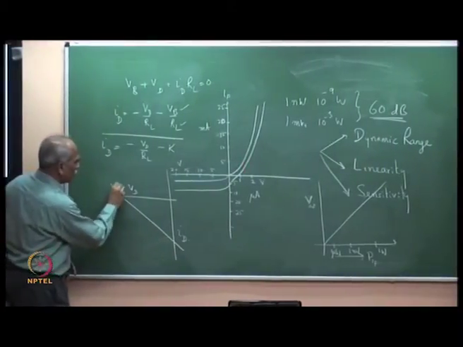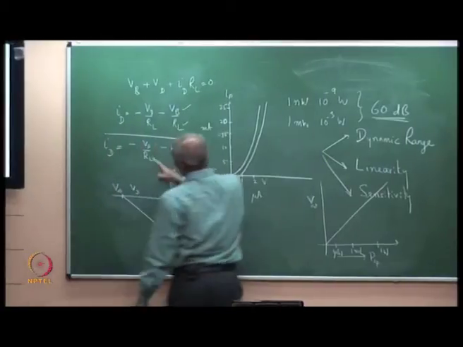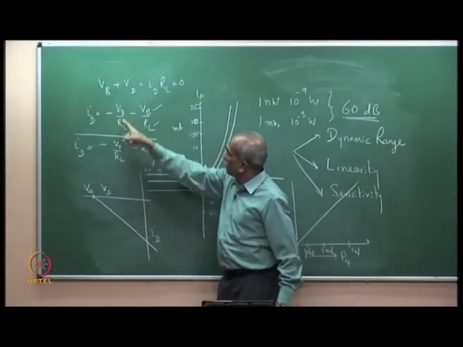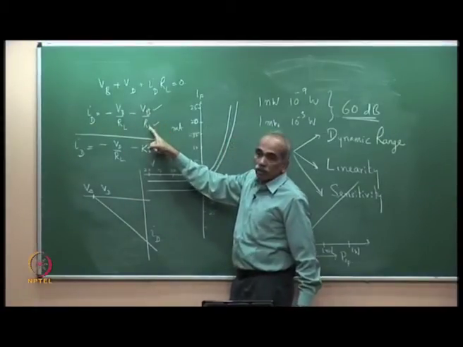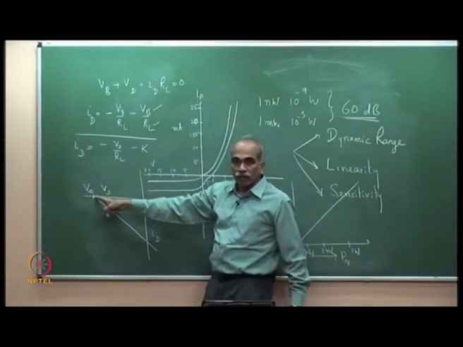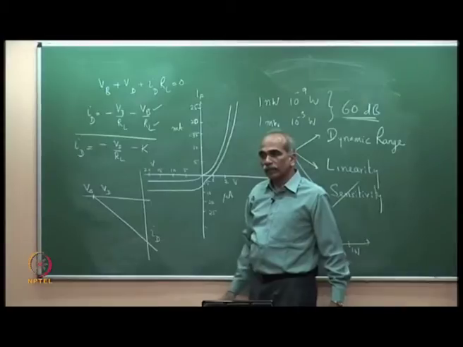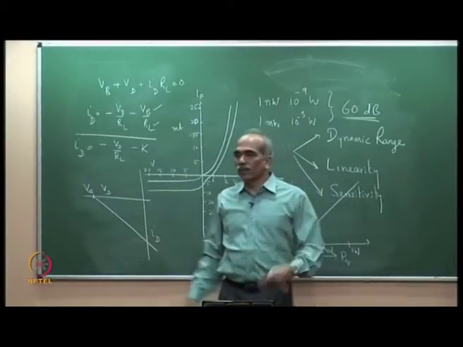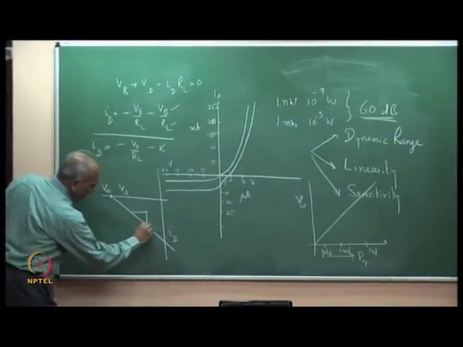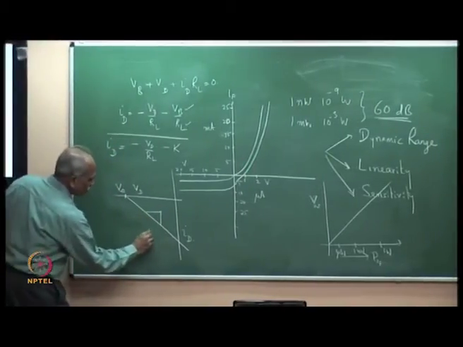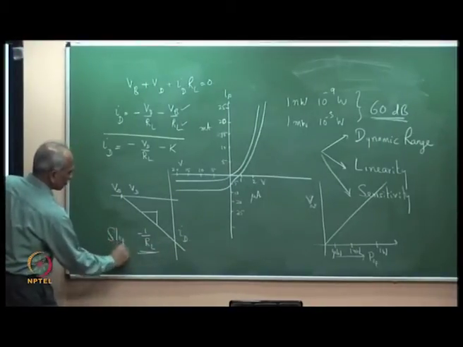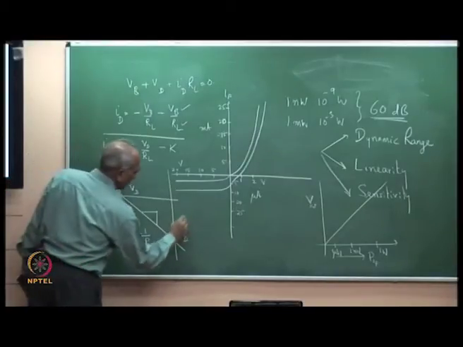It starts from VB. Why does it start from VB? If you put ID equal to 0, then VD by RL equals VB by RL. So, VD equals VB. Therefore, this starts from VB and it is a straight line which goes like this. This is of course elementary for those of you who have done load lines in electronic circuits. So, the slope of this line, if you find out the slope, is minus 1 over RL. So, this is the load line.